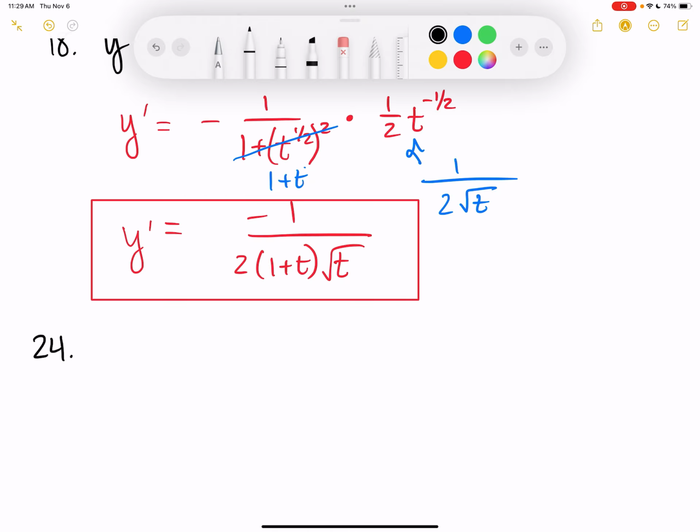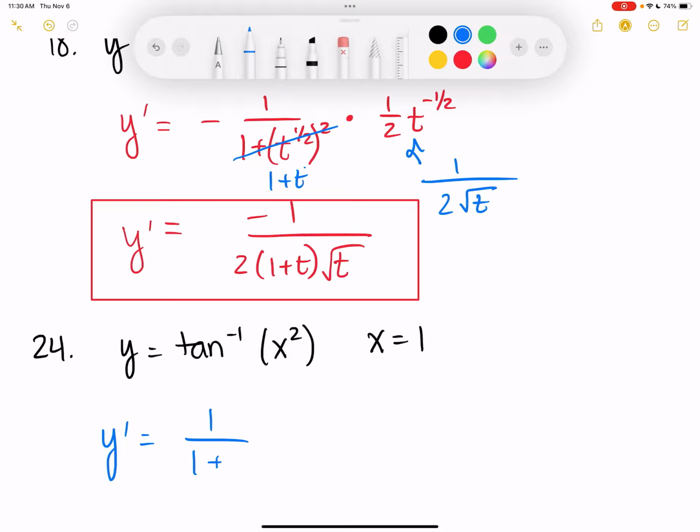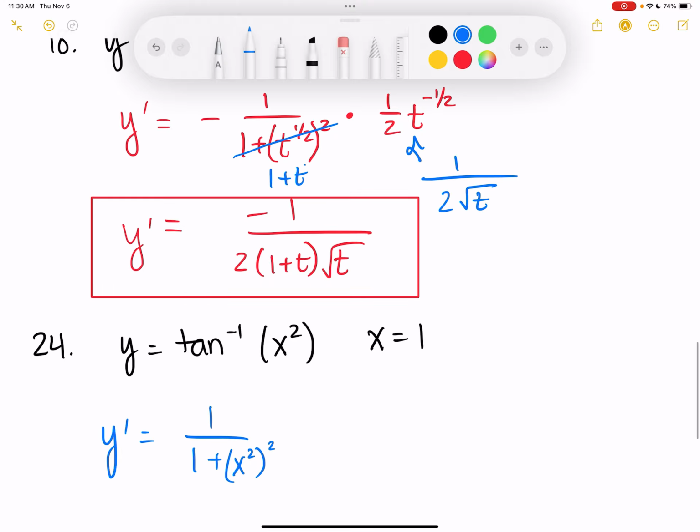So 24, we've got y equals the inverse tangent of x squared, and x is equal to 1. So obviously first thing I've got to find the derivative, evaluate it at the point to get my slope. So y prime equals 1/(1 plus x squared, squared). If you want to write it as x to the 4th, feel free to do that. And then times 2x, the derivative of the inside. So this ends up being 2x over 1 plus x to the 4th.